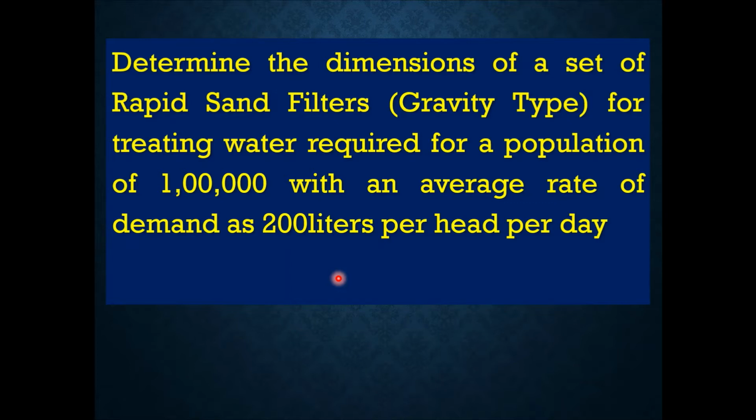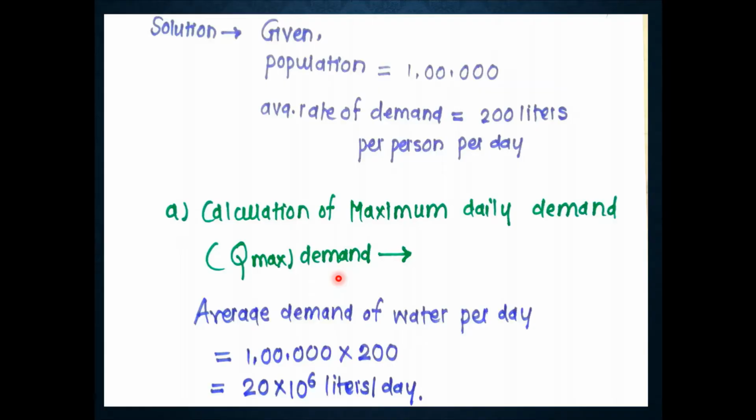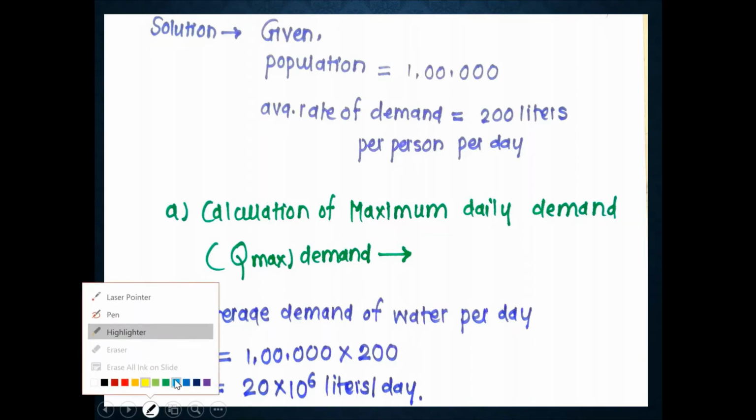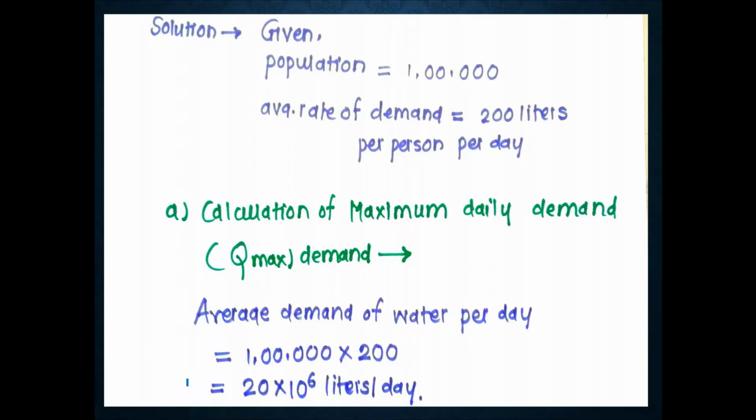We have to design a rapid sand filter unit and the given things are there. Rate of filtration is not given here, we have to assume that. We will see how to solve such types of problems. Here I have written the solution.